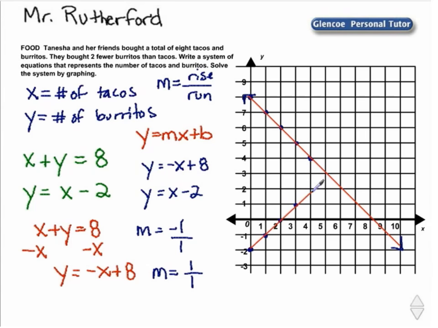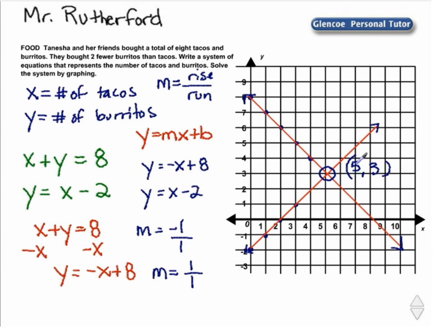And I'll connect these dots and put our arrows at either end. Now, because we're solving this system of equations, we need to see where these cross. Notice we do have an intersecting point here, and that ordered pair is 5, 3.